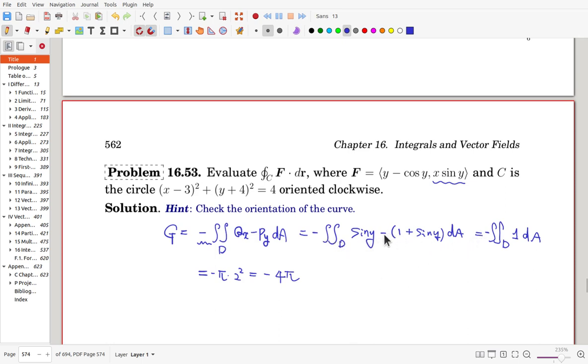Okay, I'm sorry. Yeah, so eventually we have 4 pi. That's the final answer. Here we have a minus 1 and here a minus, so it must be positive.